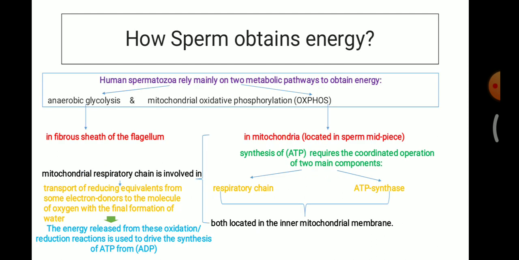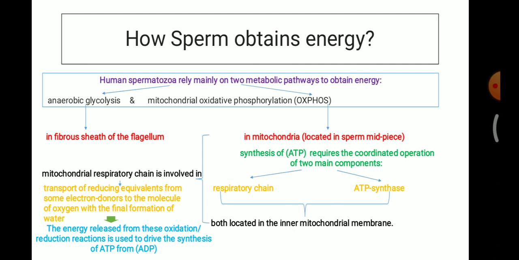So how does sperm obtain energy? Human spermatozoa rely mainly on two metabolic pathways to obtain energy, that is anaerobic glycolysis and mitochondrial oxidative phosphorylation. Anaerobic glycolysis occurs in the fibrous sheath of the flagellum, whereas mitochondrial oxidative phosphorylation happens in the mitochondria, which are located in the sperm midpiece. So mainly we will look at the mitochondrial part.